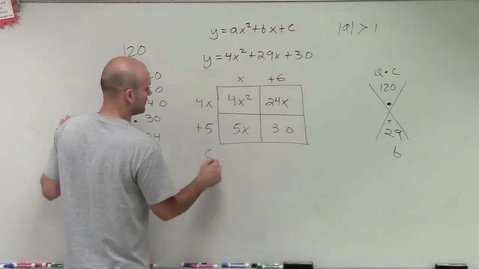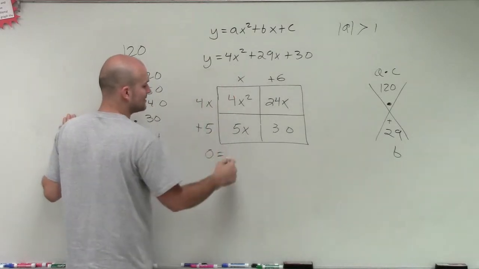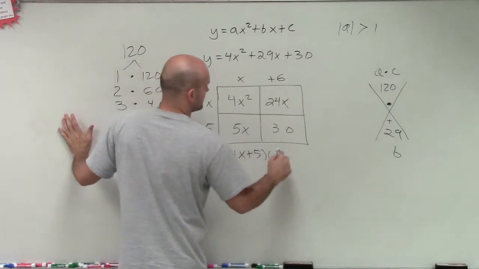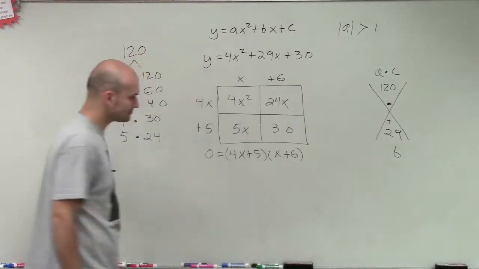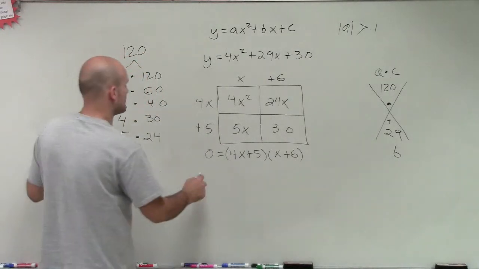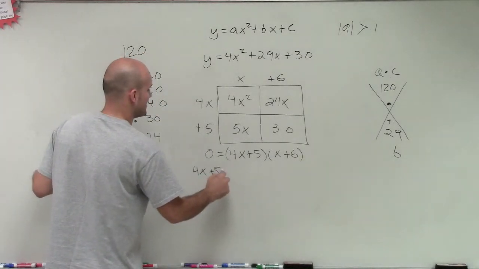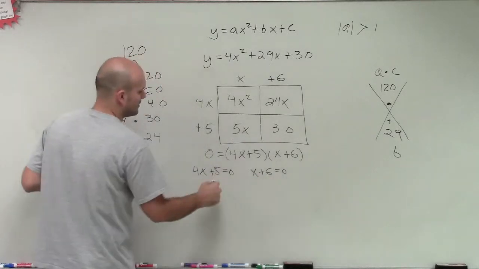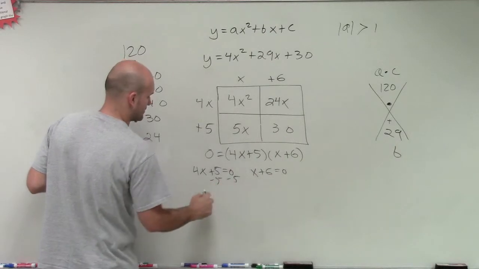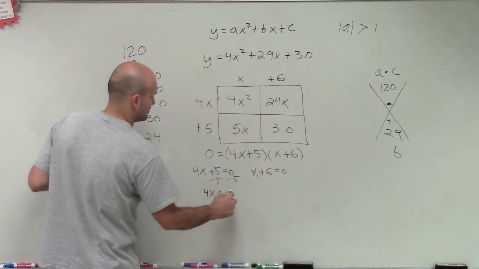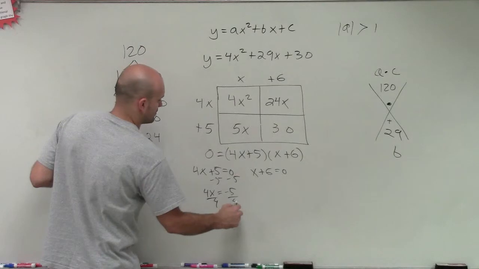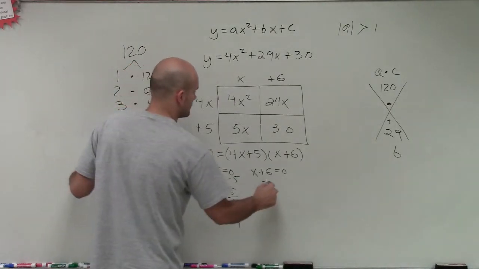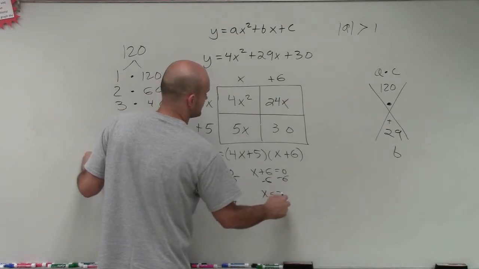Remember, we're trying to solve this, so we're going to set it equal to 0. Now I just take my two side lengths, which are my two factors: 4x plus 5 times x plus 6. Now I can apply my zero product property. So I have 4x plus 5 equals 0, and x plus 6 equals 0. Then I solve for x. So x equals negative 5/4, and x equals negative 6.